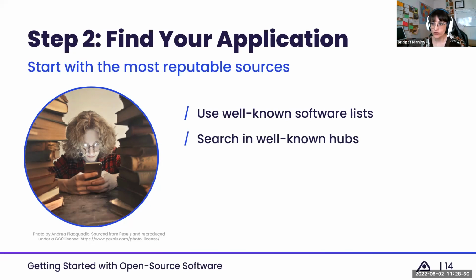If you can't find what you're looking for in some sort of well-known software list, the next place to try is to search in well-known open source hubs. A hub is kind of like what it sounds like. It's a central repository where you can find and download different types of open source software. 2 of the most well-known ones, and 2 really good ones, are included in the handout. They're GitHub, which has recently been acquired by Microsoft, I believe. And the other one is called SourceForge. Those are both really good open source software hubs.